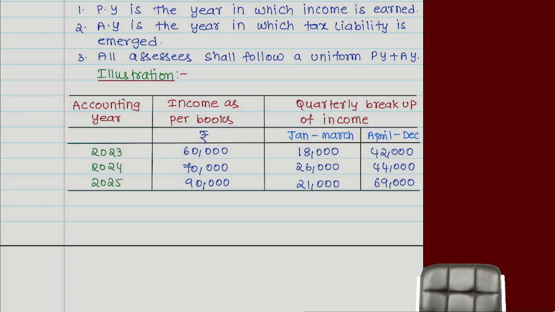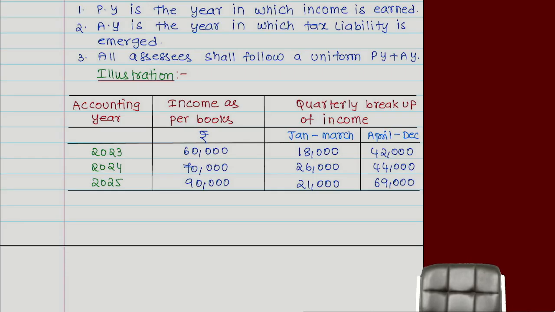But I don't want that. What do I want? 1st April and next year March. Correct? That's why they have given January to March of the next year. Next, 42,000 is from April to December. Now answer my question clearly.